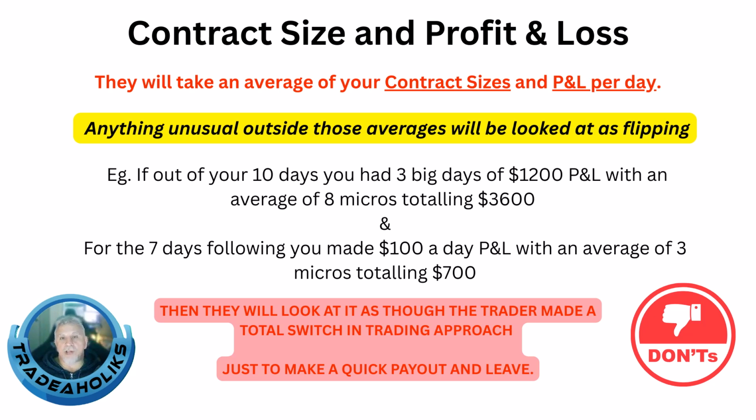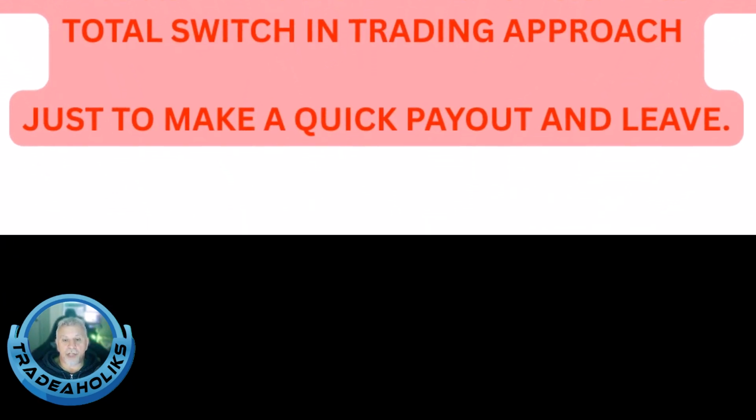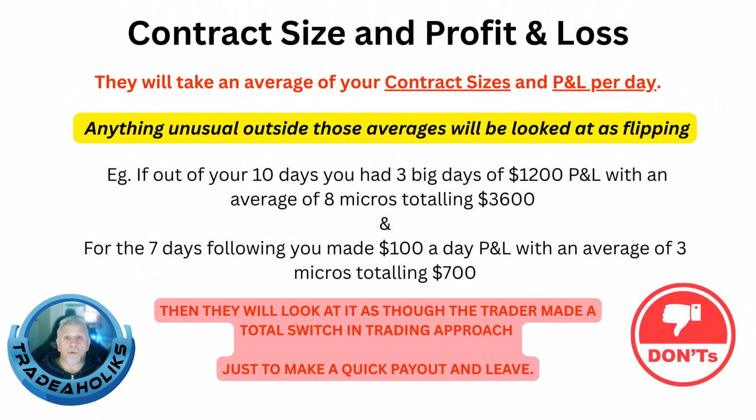So they'll look at it as though the trader made a total switch in trading approach just to make a quick payout and leave. So try to keep relatively consistent days. Don't get too many big days. Okay, 1 probably won't hurt, maybe even 2, but 3, like I did, I got flagged because I had 3 big days, 7 very small days to hit my target, and I got 3 days of those flagged as flipping. Okay, so just keep consistent and you'll be fine.